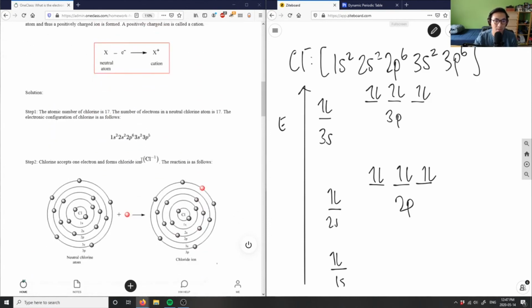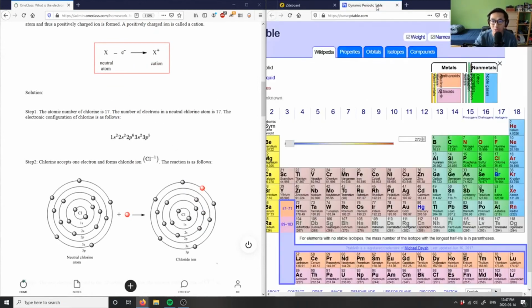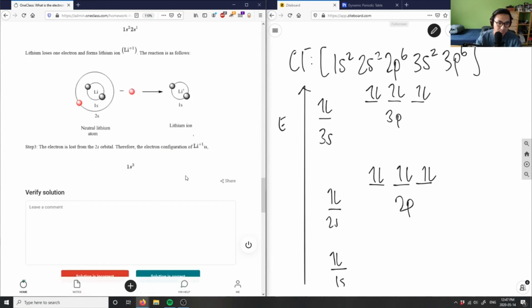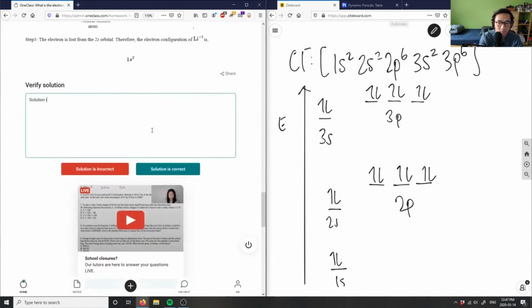So let's look at the solution. They noted the atomic number for chlorine is 17. They did the actual electron configuration for chlorine first, and then they added one more electron to make it 3p6. So this solution is correct. And again, I wanted to show the extra way to draw the energy level diagram for you all as well. 1s2, 2s2, 2p6, 3s2, 3p6 is therefore correct. So the solution is correct. Good analysis.